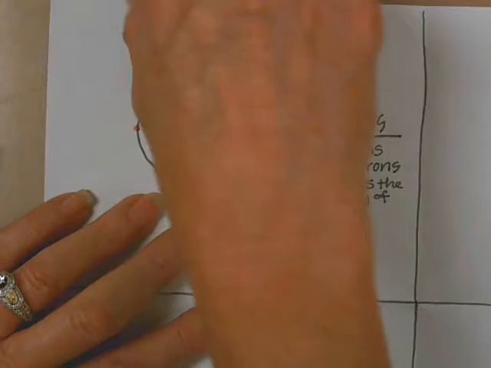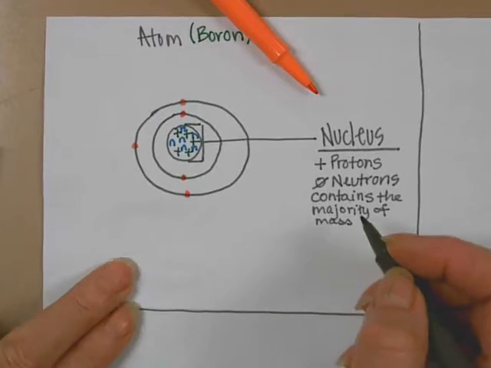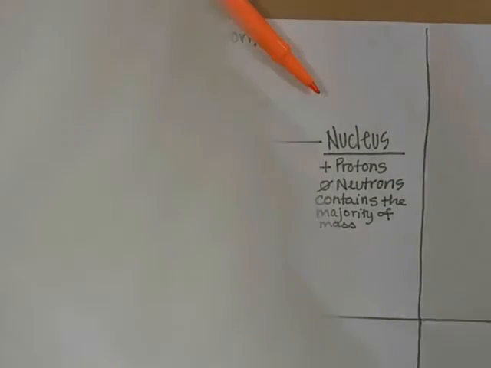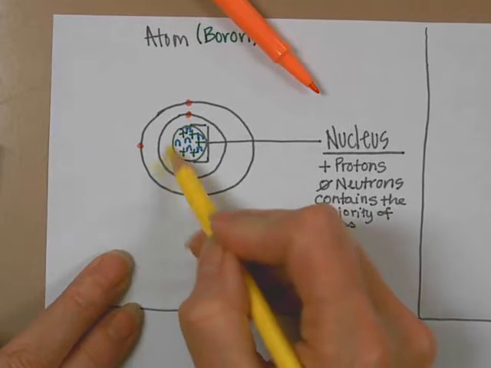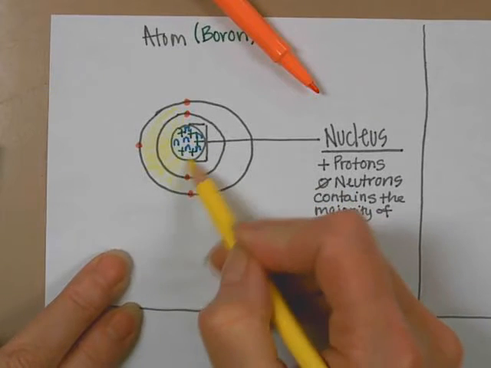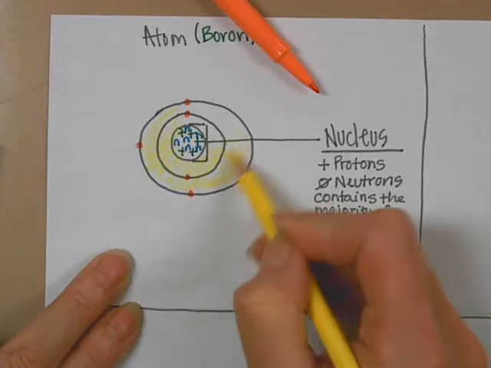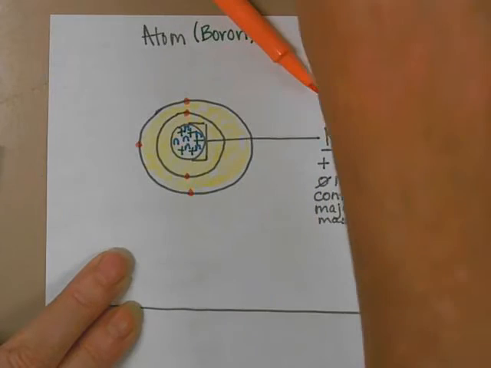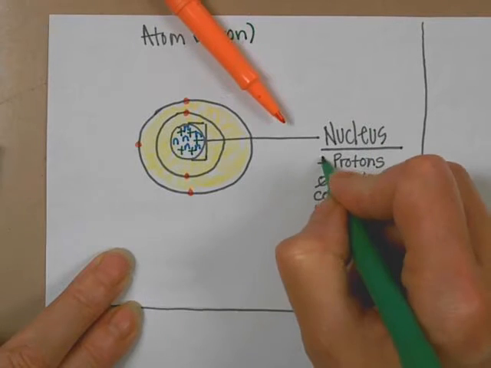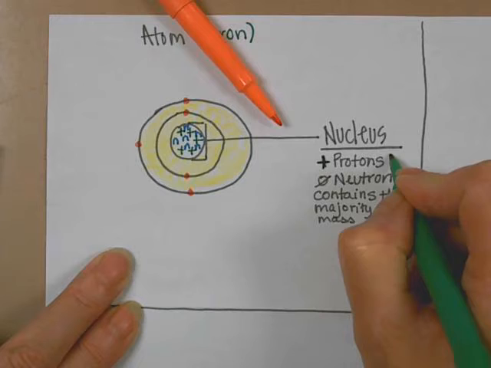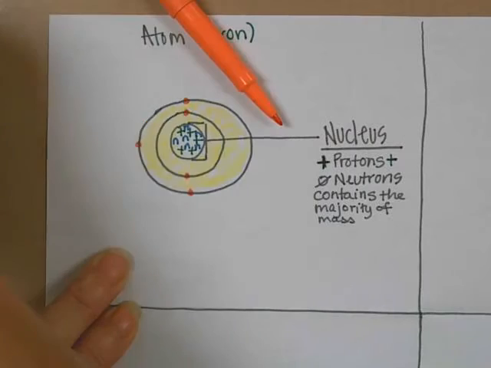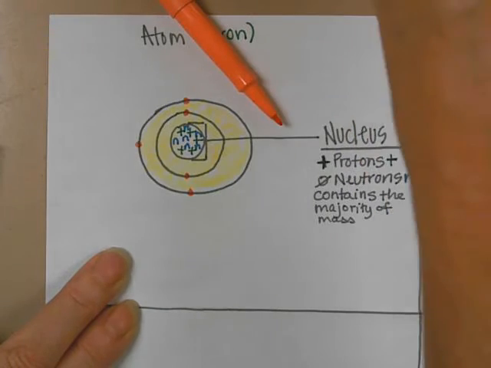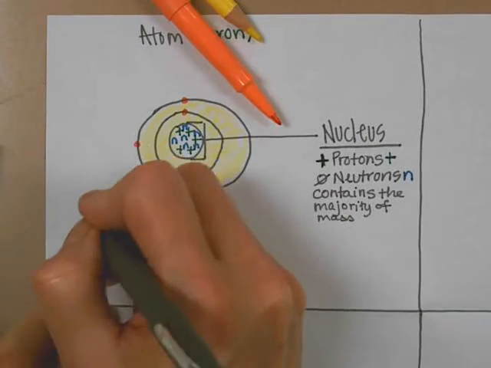So let's label this the electron cloud, and I'm going to shade it. It's light yellow, so you'll remember anything outside the nucleus is the electron cloud. So this whole area outside the nucleus is my electron cloud. And my protons were in green. And my neutrons I had done. And then the electron cloud.